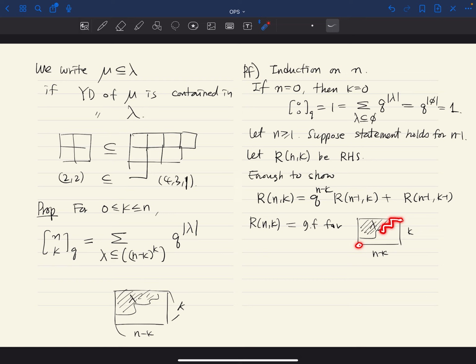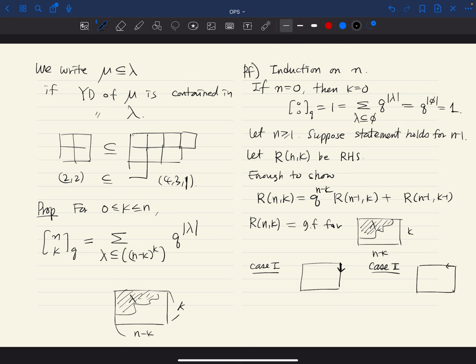Because the border of the lattice path determines the border of the partition of the Young diagram, so it's basically the same. So there are two cases. So case 1: here we go say this way in the lattice path. Case 2: we go in this way first.